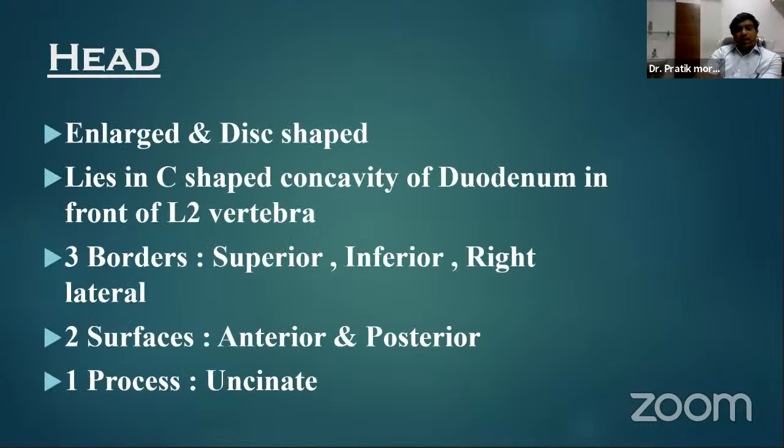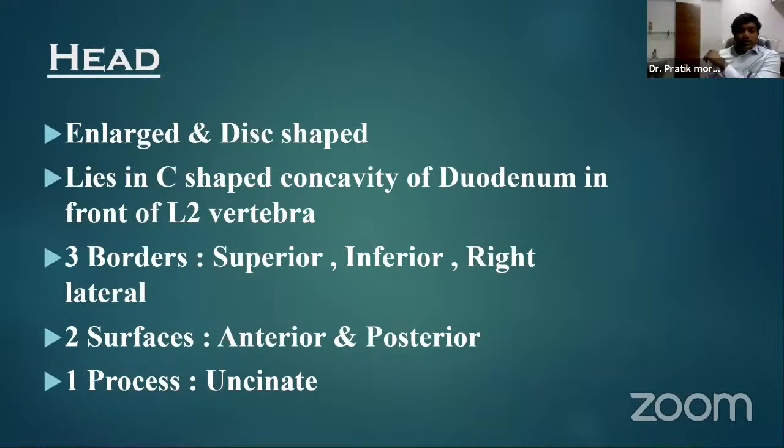Head of the pancreas. The head of the pancreas is enlarged and disc shaped. The lower limb of the J, that is the head, and the head is enlarged compared to the whole body. You can see the head is enlarged and it is disc shaped, like a compact disc, a somewhat circular shape. It lies in the C-shaped concavity of the duodenum in front of the L2 vertebra.